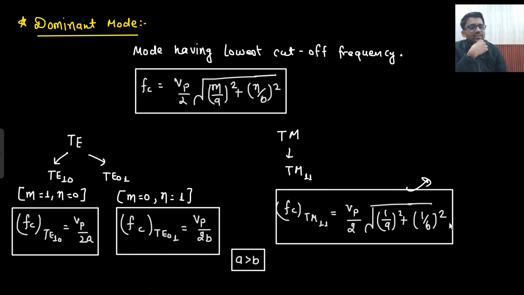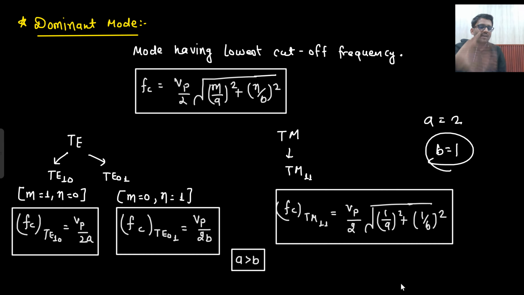So which of them will have the minimum cutoff frequency? Certainly this is out of the race. This has the maximum, because here it has both a and b components. They at least have b only. This guy at least has a only. Let's say a is equal to 2 and b is equal to 1, then calculate these values.